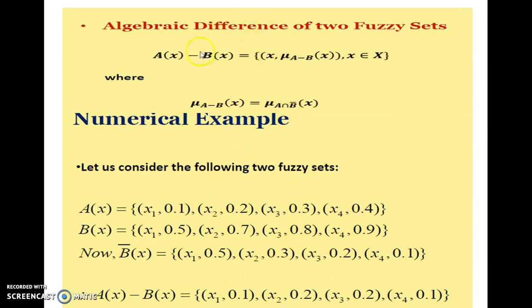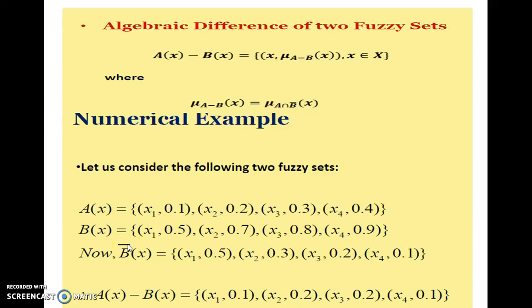The algebraic difference between these two fuzzy sets is calculated by using this function: x comma mu A minus B of x for all x belonging to the capital X. How to find this mu A minus B of x, which is equal to mu of A intersection B complement of x. That means first we have to find the complement of the second set and intersect it with the first set.